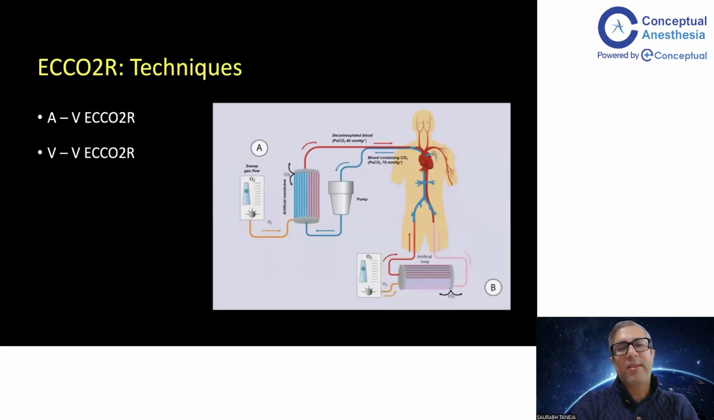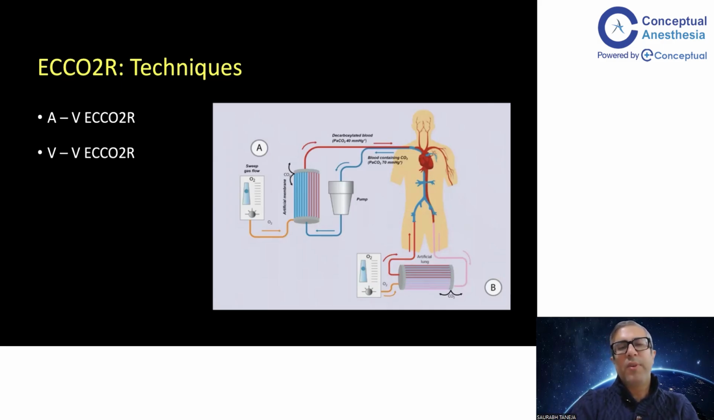So when we talk about techniques, realize that the blood is outside the body. The blood needs some pump or some pressure gradient to move. When we talk about arteriovenous extracorporeal CO2 removal, as you can see in picture B, you just have an artificial lung connected to a sweep gas flow, and the blood is drained from the femoral artery. The body's own blood pressure is the gradient. It goes to the artificial lung and goes back to the femoral vein, usually on the other side. So this is arteriovenous extracorporeal CO2 removal.